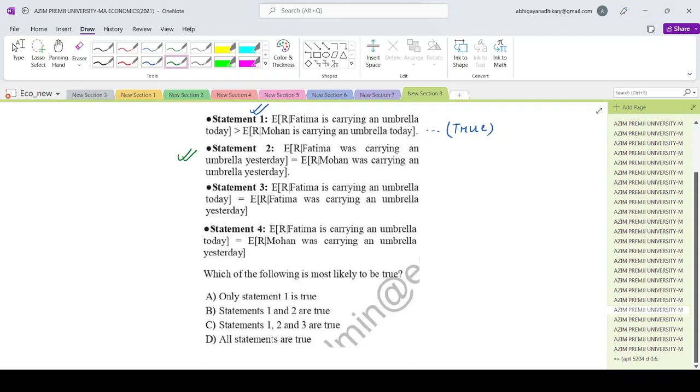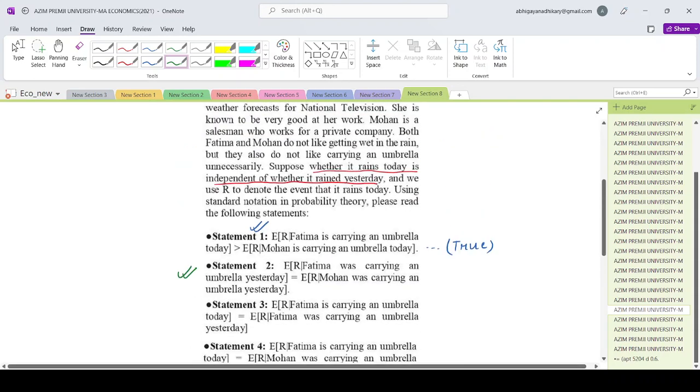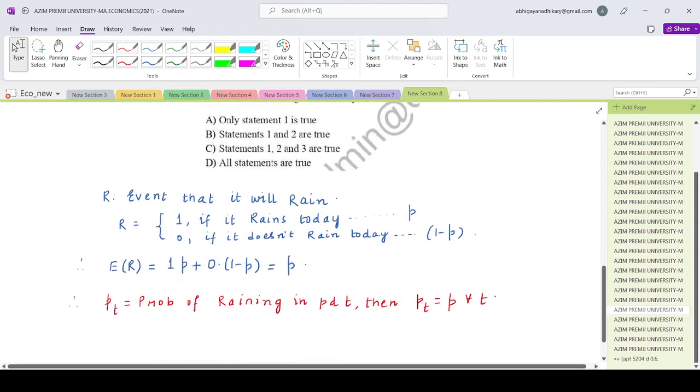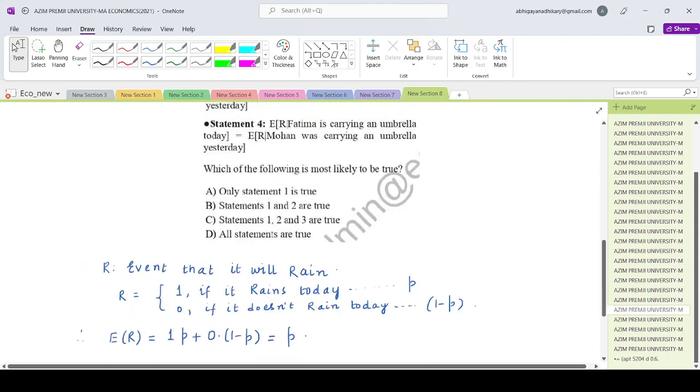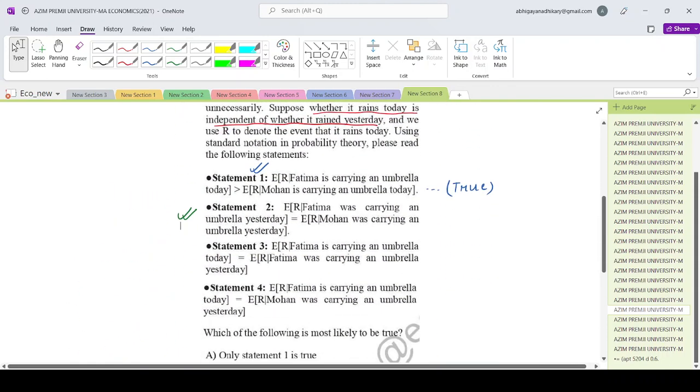So the expectation of rain given Fatima was carrying an umbrella yesterday is equal to the expectation of rain given Mohan is carrying an umbrella yesterday. Now definitely this shouldn't have been the case because try to understand that whether it rains today or not is independent of whether it rained yesterday. So that is why I have written over here that the probability of raining, Pt, is equal to P. It's the same for each and every day. So obviously the expectation of rain given Fatima is carrying an umbrella yesterday should have been greater than the expectation of rain given Mohan was carrying an umbrella yesterday.